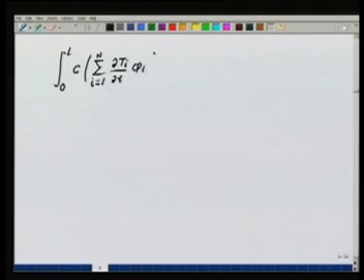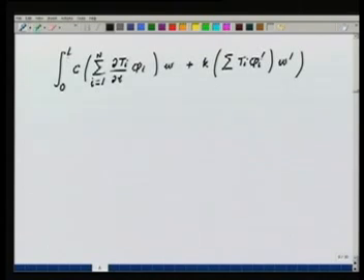Into w plus k into sigma T_i phi_i prime. Prime means derivative of phi_i with respect to x. So wherever the time derivative is concerned, I take the derivative of the coefficient. Wherever the spatial derivative is concerned, I take the derivative of the basis function. Okay, this into w prime dx is equal to the right hand side.